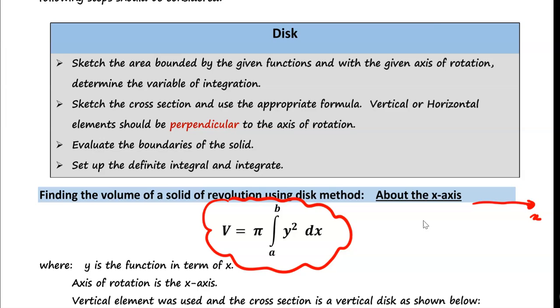Then if we want to choose the element, either vertical or horizontal in this case, you just remember that this element should be perpendicular to the axis of rotation. So that means you are going to use the vertical element in this case. This is my element because this element will be perpendicular to the axis of rotation. The axis of rotation is the x-axis, so because of the perpendicular, I have to use the vertical element perpendicular to the axis of rotation.